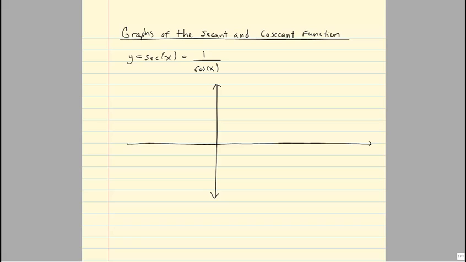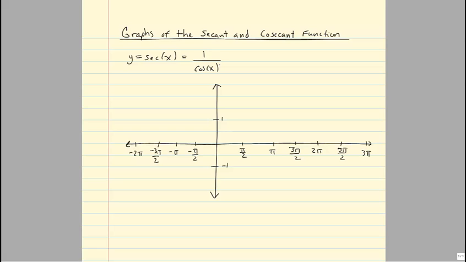So for the cosine graph, we have our quadrantal angles that seem important: pi over 2, pi, 3 pi over 2, 2 pi. We could keep going a little bit if we wanted, 5 pi over 2, and then 3 pi. And in this direction we'd have negative pi over 2, negative pi, negative 3 pi over 2, negative 2 pi.